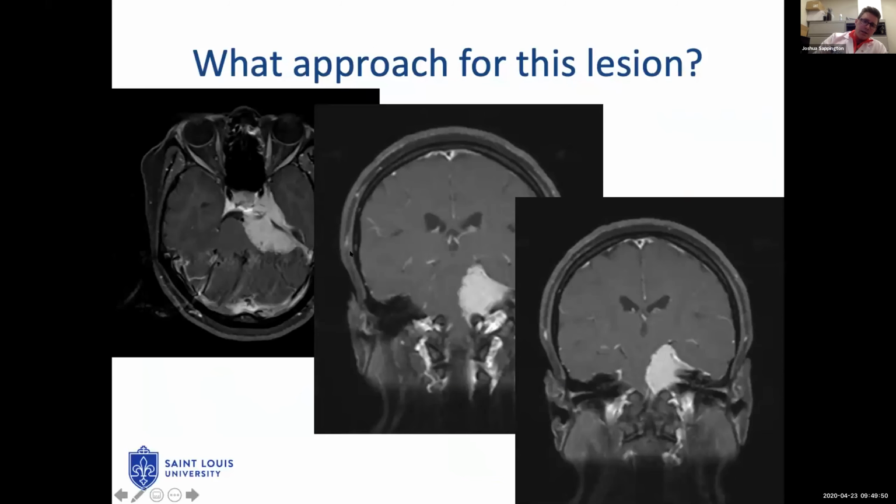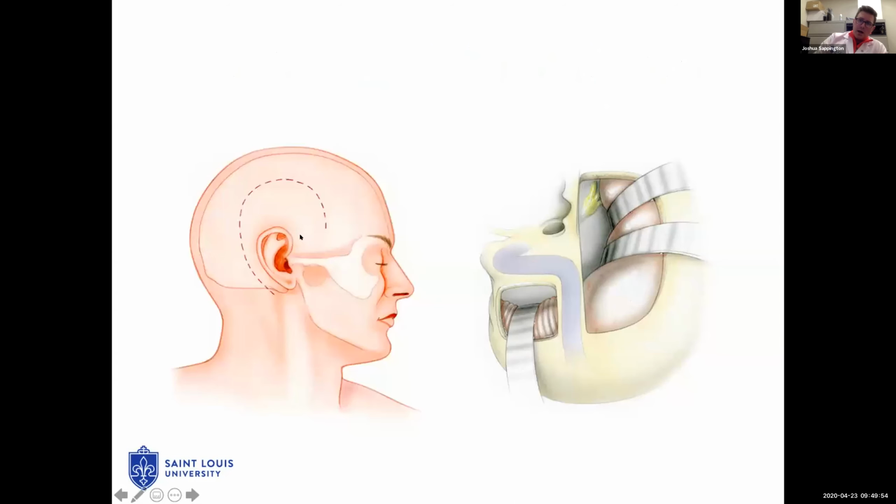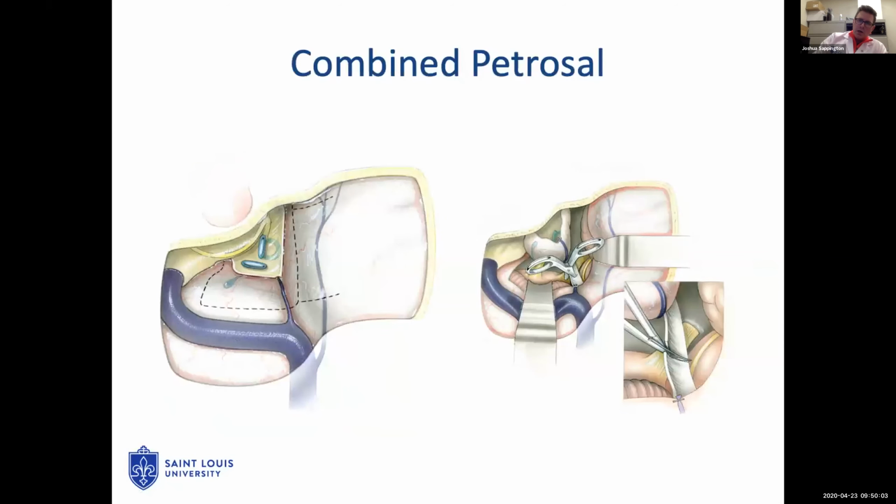So this is a large petroclival meningioma, and I would submit that a retrosig is not going to get you there. A translab isn't really going to get you there. So that's where an approach called a combined petrosal can be helpful. If you think about it, it's basically combining a middle fossa and then the potential for a retrosig, a retrolabyrinthine, or a translabyrinthine, retrolabyrinthine being just behind the labyrinth if they've got good hearing. And it gives you a much wider expanse with that.